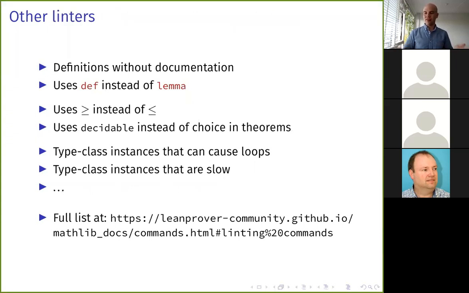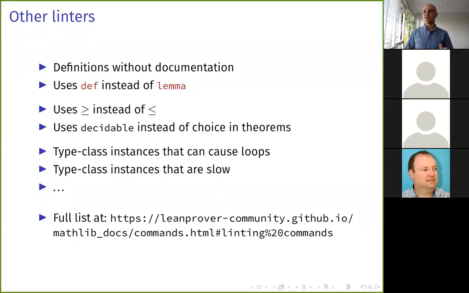And in total, we have about 15 linters, and they do more than what I've just presented to you. So there are several classes of these linters. Some do purely stylistic checks. For example, whether every definition has a documentation string. Another one is that you use the right keyword to introduce a definition. In Lean, you can use lemma and def almost interchangeably. There are subtle differences, but you could conceivably use def for everything. But as a stylistic choice, we want people to use def for definitions that are not propositions, not theorems, and lemma for definitions that are propositions, and hence are theorems.